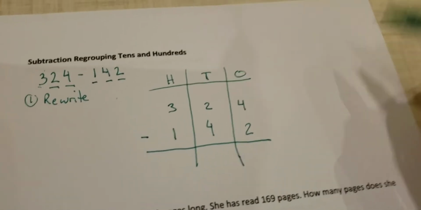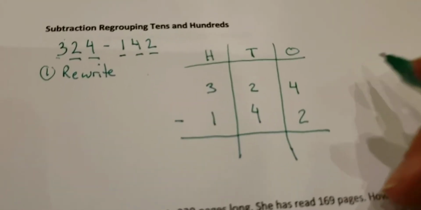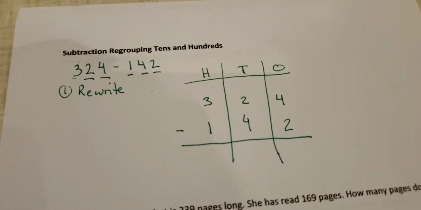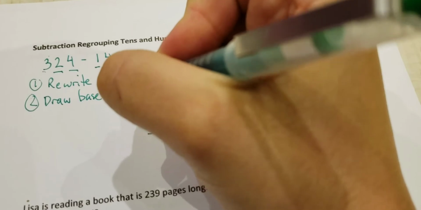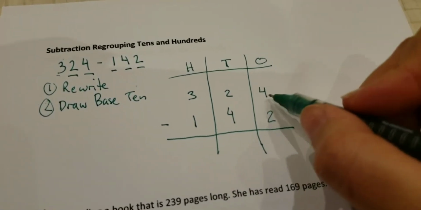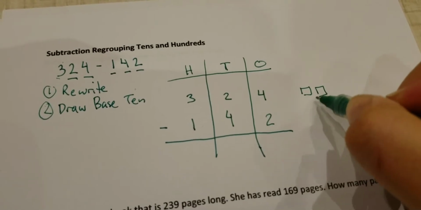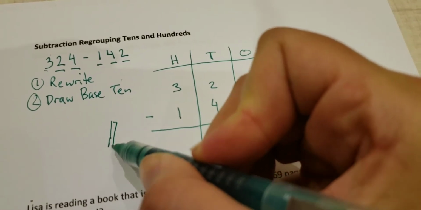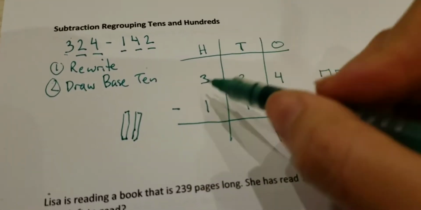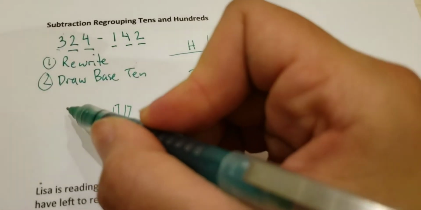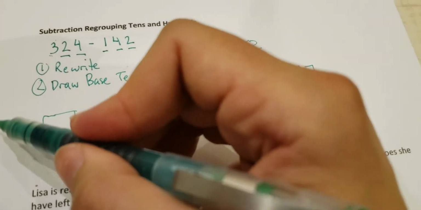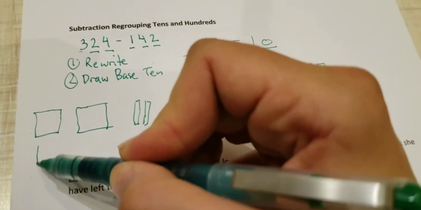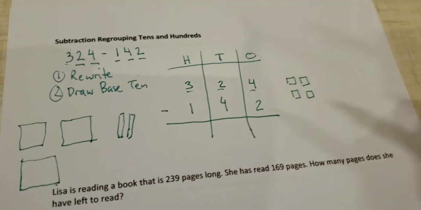Well, we can use basic math facts, or something that we can also do is draw our base 10. So let's go ahead and do that. So I have 4 ones: 1, 2, 3, 4. I have 2 tens: 1, 2, and I have 3 hundreds. Remember, we only draw the top number when we are subtracting. If we were adding, then we have to draw the top number and the bottom number.